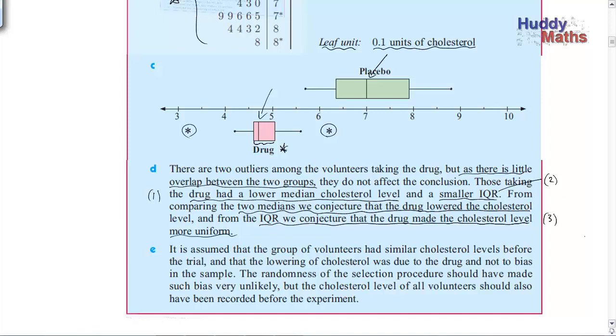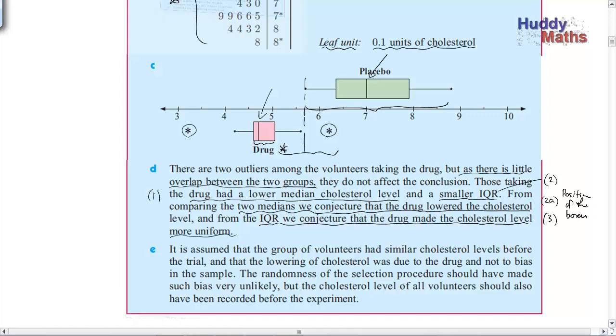But I'd like you also to possibly get into the pattern of talk about the whole gap between the boxes. So we can say, well, in this case, apart from the outliers, all the people taking the placebo had higher cholesterol levels than the people taking the drug. So I would like you perhaps to make that 2A and talk about the position of the boxes, okay, or of the whole distribution. Do you get it? We'll come across that again.